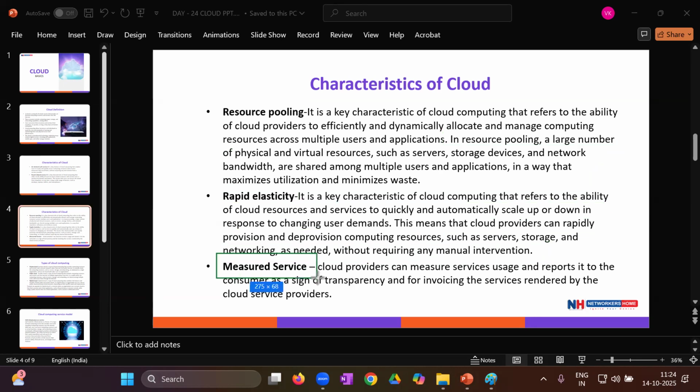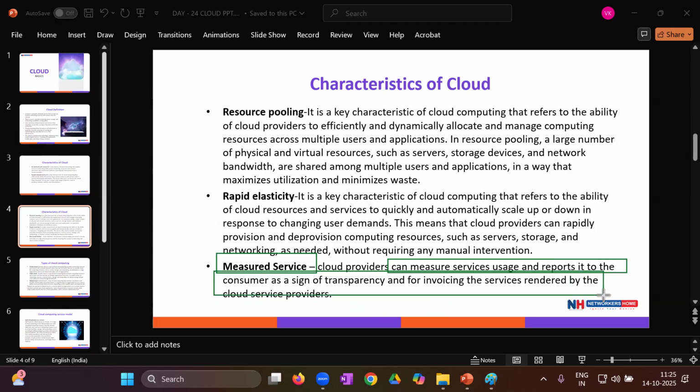Then what do we have? Measured services. It means that whatever services I am using, I will be paying for that only. Right? So cloud providers can measure your service usage and report it to the consumer as a sign of transparency for invoicing the services. Means whatever services I will be using, for that only the invoice will be generated and I have to pay for that only, not for any extra features. So these are all the advantages, or even the characteristics, of cloud computing. Till now is it clear?